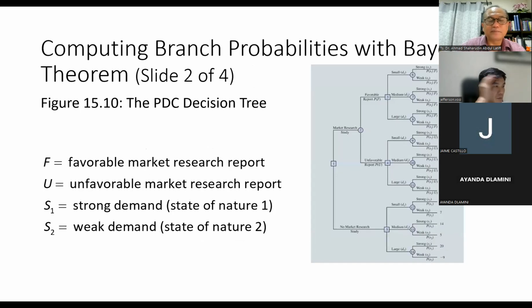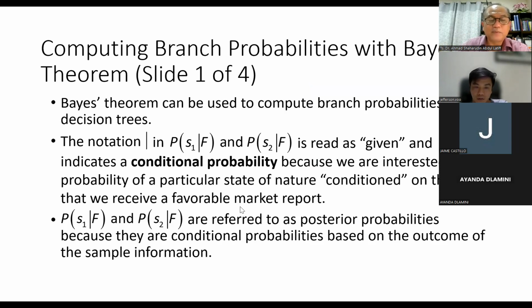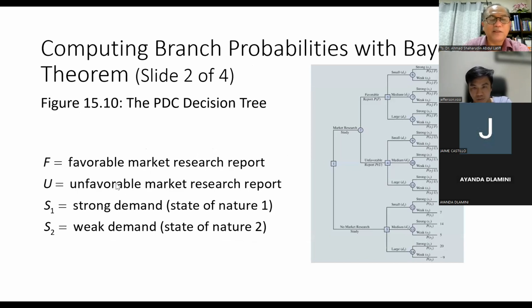Let's show the formula. One incident has happened after another incident, meaning incident A has happened. What is the probability of incident A happening? In this case, let's look at F, which is the favorable situation, a favorable market report. When there is a favorable market report, what will be the strong demand or weak demand? What is the chance of a favorable market report? There is a favorable and unfavorable market report, and strong demand and weak demand. So what is the chance?